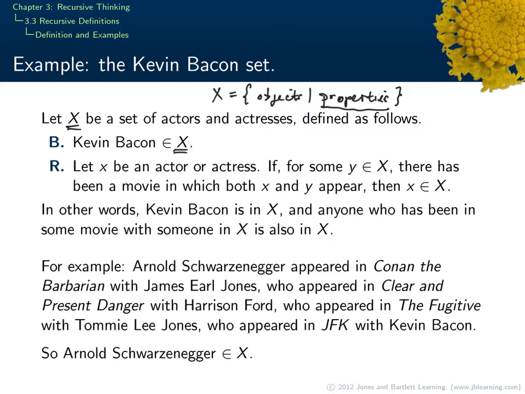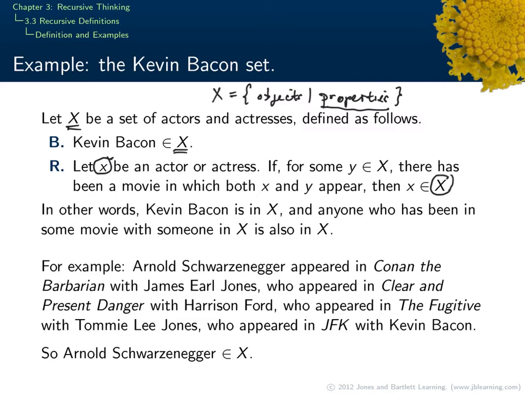We let x be an actor or actress if for some other y that's already in the set X, capital X, there's been a movie in which both x and y appear, then little x now becomes a new member of capital X. So if Kevin Bacon is in X, and anyone who has been in some movie with someone in X is also in X. Okay, so here's an example given at the bottom of the slide.